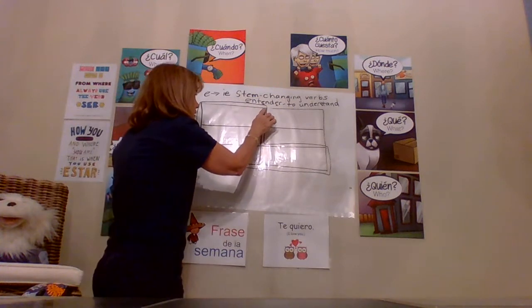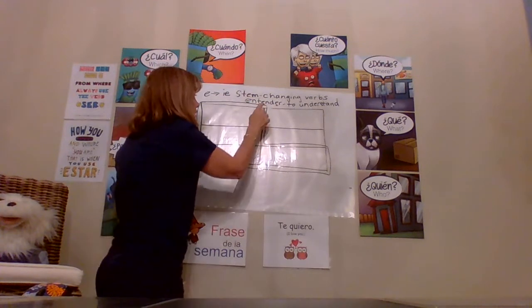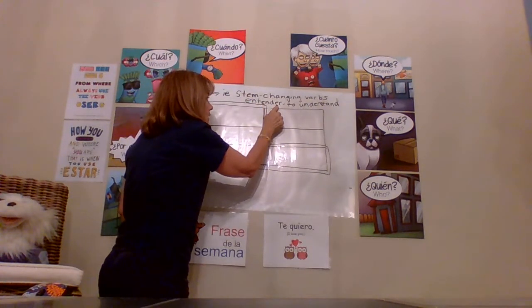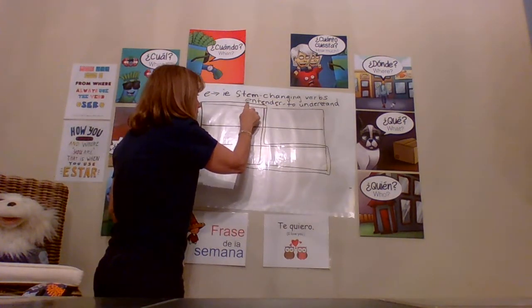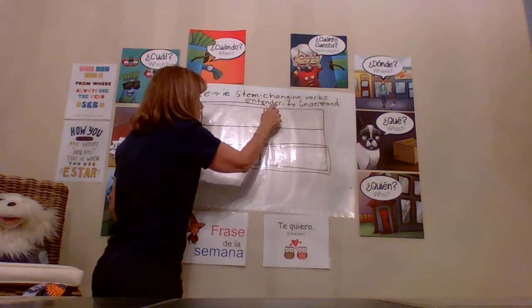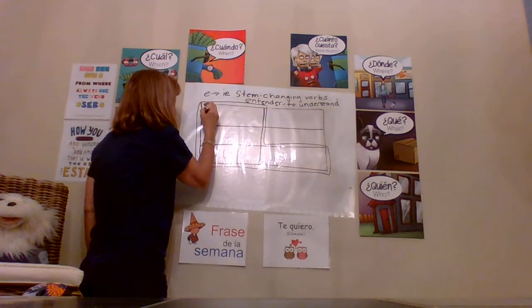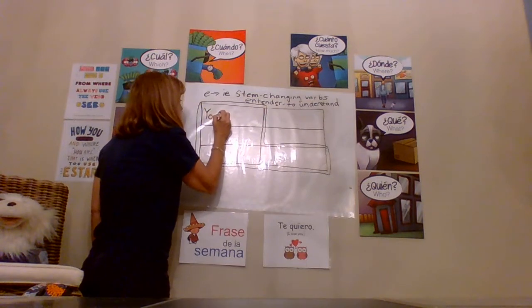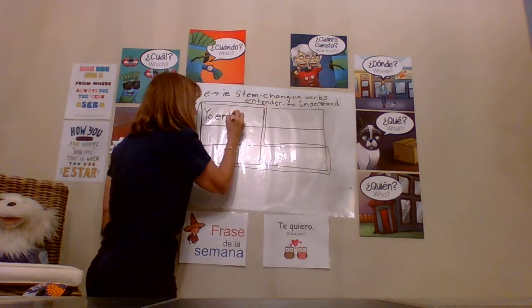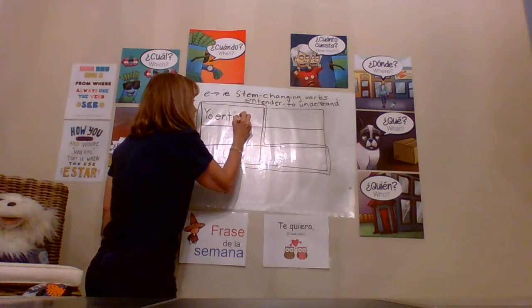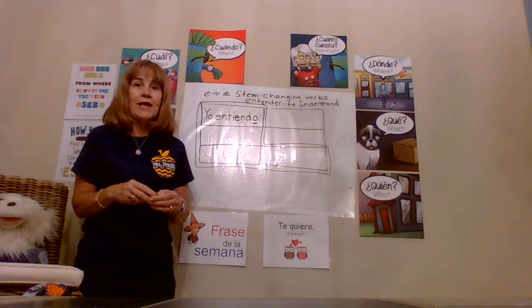Whenever you're going to stem change an E in an E to IE stem changing verb, you always stem change the E that is closest to the ER ending in the infinitive. So this one will not change because it is not closer to the ER ending. This one is. So you want to say, I understand. You're going to say yo, and then you're going to take the E closest to ER, change it to IE, and then add your regular present tense ending. Yo entiendo.